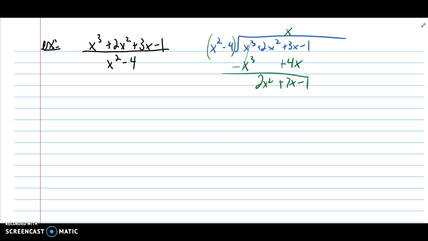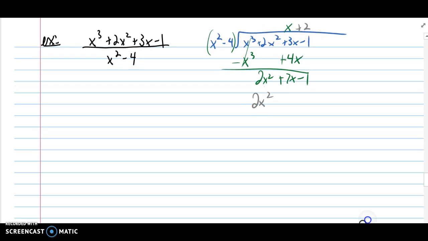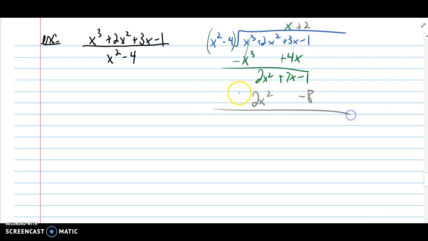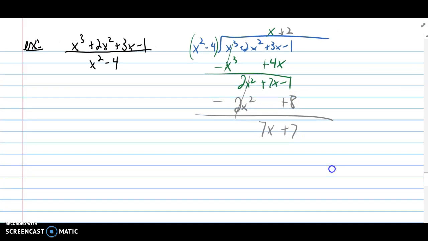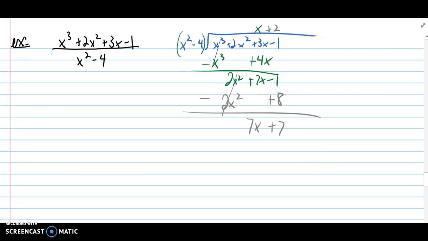Okay, next. What do we have to multiply x squared by to get this 2x squared? 2. 2 times x squared is 2x squared. 2 times negative 4 is negative 8. Draw the line, change the signs. We're subtracting as we go down. Those cancel out. 7x plus 7. So when we do this division, we get an answer of x plus 2 with the remainder of 7x plus 7 over x squared minus 4.